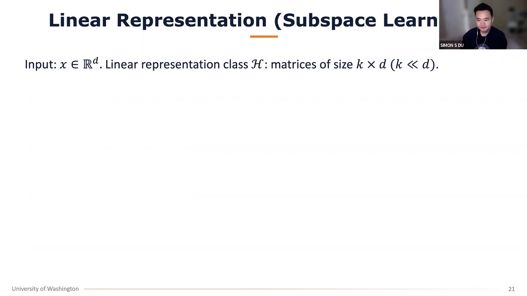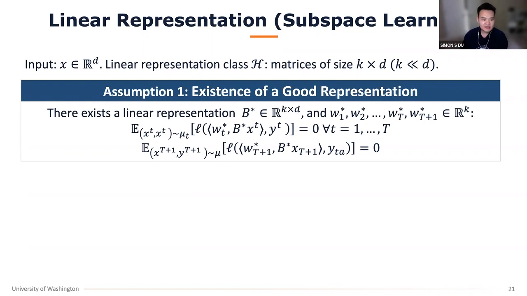Okay, so now let's state this assumption. The first assumption is that there exists some representation, called B star, a matrix of dimension k by d, and a set of W stars, such that the composition of B star and the W's has low loss for all the tasks, including the source and target tasks. Here the representation operation is just a matrix multiplication. You multiply B star on the input, and the result is the representation.